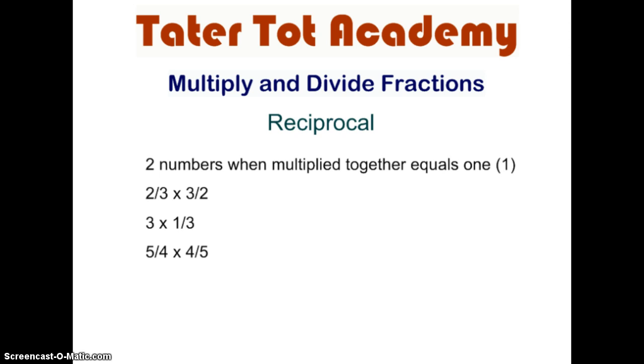So the reciprocal, yes, you can think of it as flipping, but what I want to have you think of, and what we're going to call this, is that we are going to multiply by its reciprocal, because anytime you divide by a number, you are actually multiplying by its reciprocal. So if I'm dividing by 2/3, I'm actually multiplying by 3/2. If I'm dividing by 3, I'm actually multiplying by 1/3. Okay, so let's go back to the example we just had going.